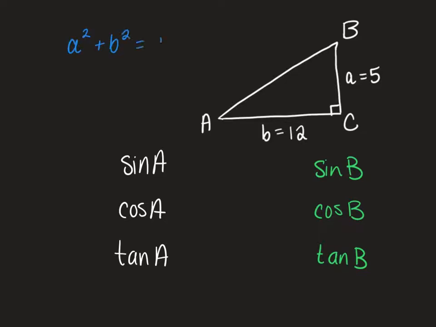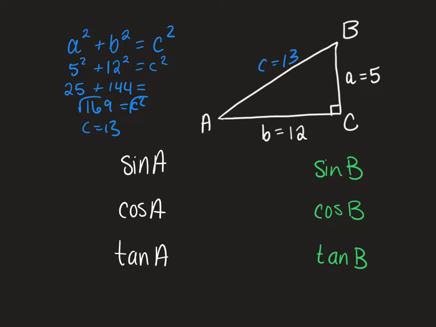So you've got a squared plus b squared equals c squared, right? So a is 5, b is 12, 25, 144, it's 169, c squared, so c is 13. So in the case of A and B always being 5 and 12, it's always going to be 13.